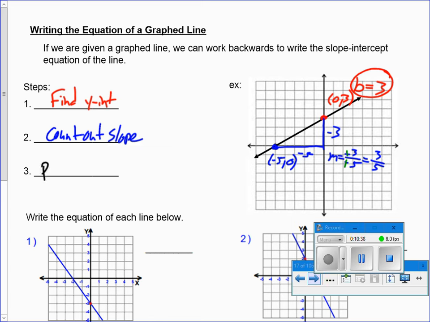And then our last step is just to put it into the equation. So y equals mx plus b. We know the m is our slope, which is 3 over 5. Our y-intercept is 3.